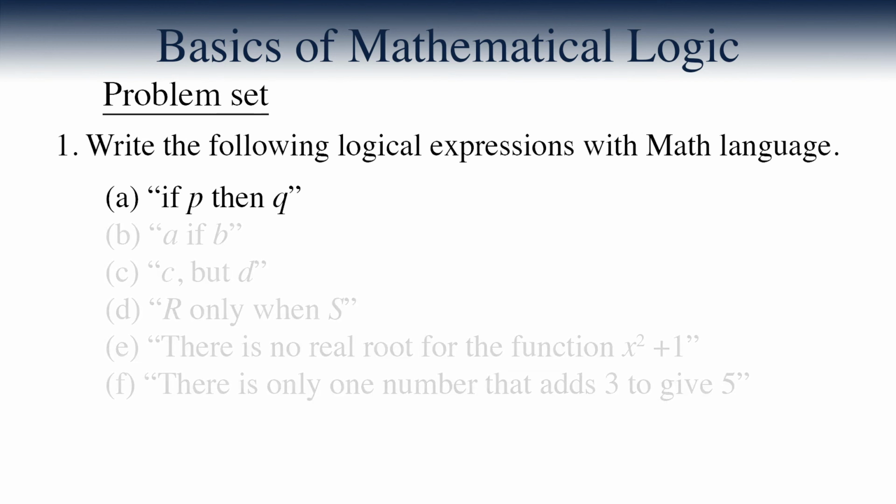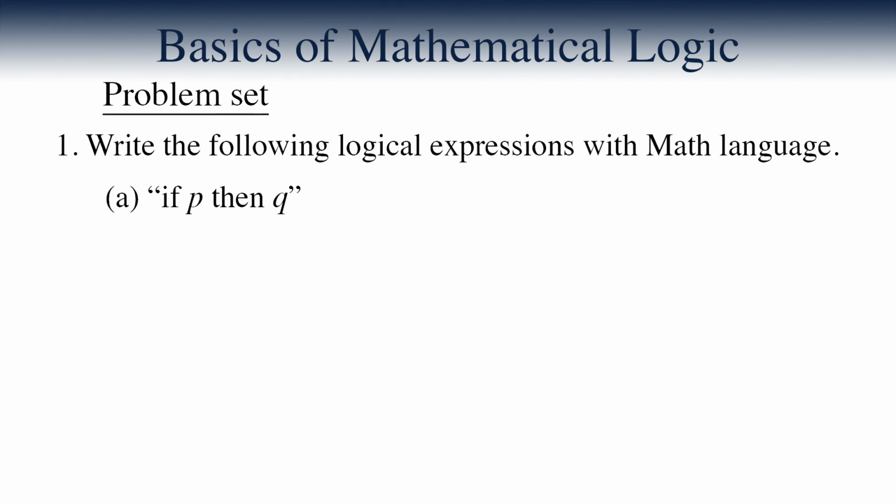The first expression says, if P then Q. This is the usual implication relation which says Q is a fact resulted from the assumption P. So, we write P implies Q. The second expression says, A if B. So, if the assumption B is true, the proposition A is true too. Clearly, we should write B implies A.